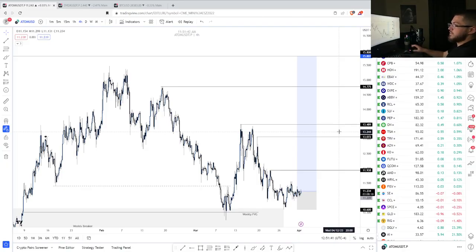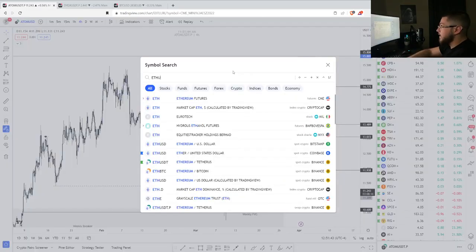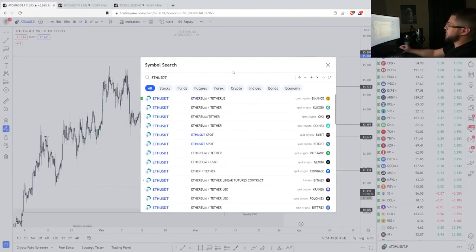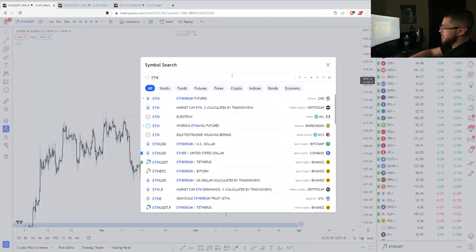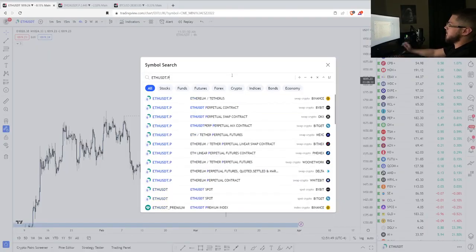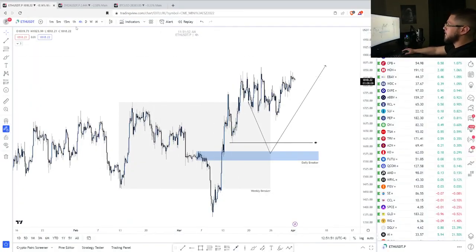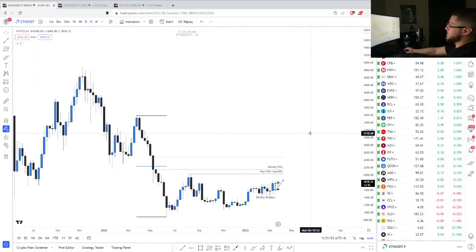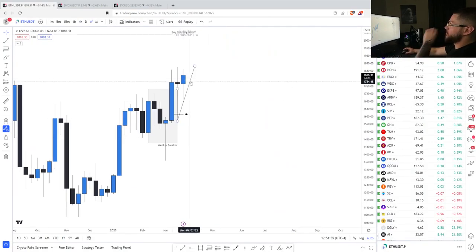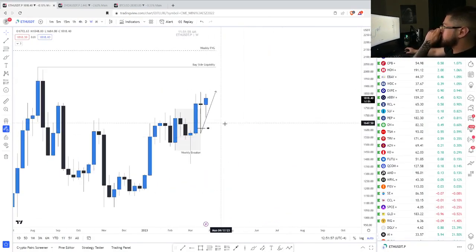Loving ETH longs on big time frames. Yeah, I think everything is looking pretty good. Let me look at this. I hate this. Why would they do that? This is what I still want for ETH. I don't know if we'll get it, honestly. We'll see, because it looks pretty bullish, but I wanted to trade down into this weekly breaker.